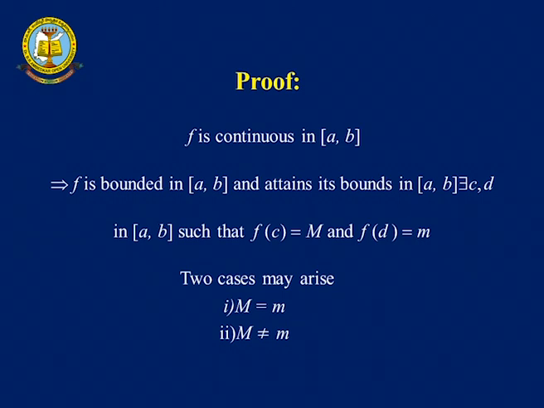So f is bounded on [a, b], then there exist two numbers c, d in [a, b] such that f(c) equals capital M and f(d) equals small m. Here capital M is the supremum and small m is the infimum. Now there are two cases. The first case is capital M equal to small m. The second case is capital M not equal to small m.